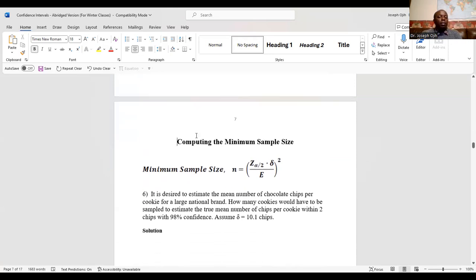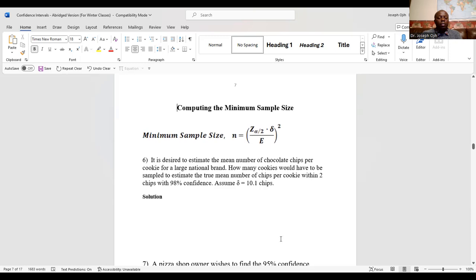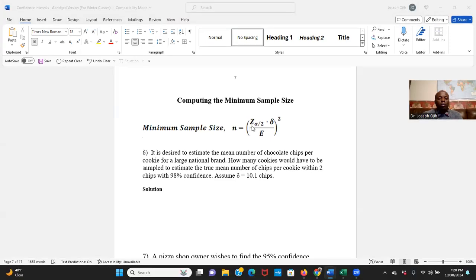Now, to find the minimum sample size, we make use of this formula you are seeing on the screen. n equals Z alpha over 2 times standard deviation over error, raised to the power 2. Now let us apply this.